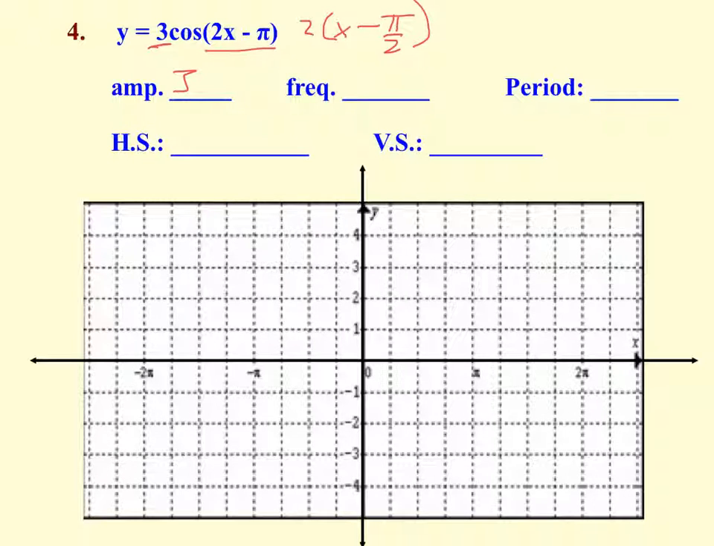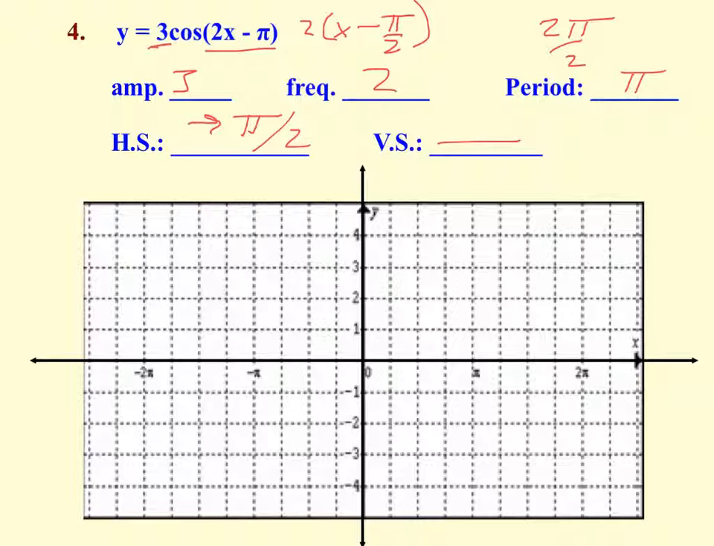So we have a frequency of 2, which means we have a period of 2 pi over 2, so a period of pi. And we have a horizontal shift this time. This fact here tells us that we have a horizontal shift of pi over 2 to the right. So to the right, pi over 2, and there's no vertical shift here.